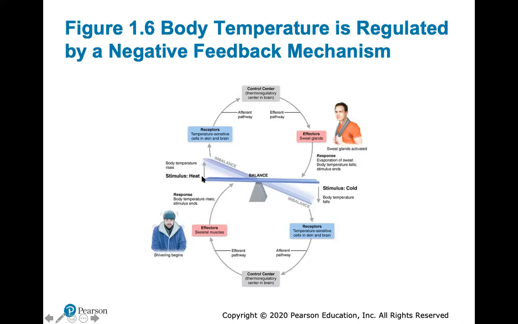If there's a stimulus of increase in heat of body temperature, the receptors in your skin and your brain will send through the afferent pathway, just letting the brain know that there's an increase in temperature, and the brain will send out a response to your sweat glands. And your sweat glands will cause evaporation of sweat, so your body temperature will then fall. So your sweat glands will try to dissipate that heat by sweating to try to bring the body temperature back to normal.